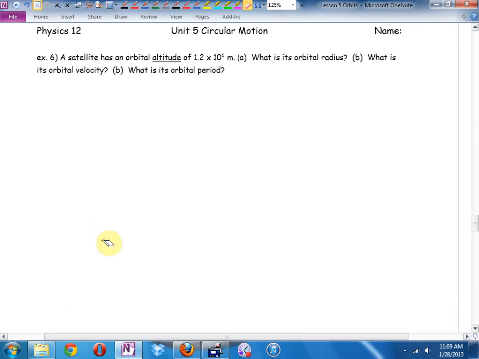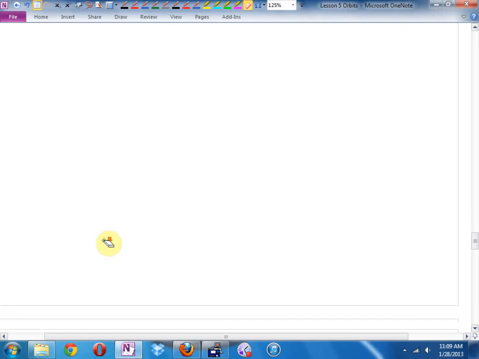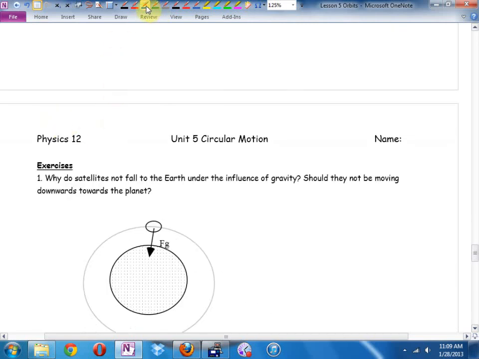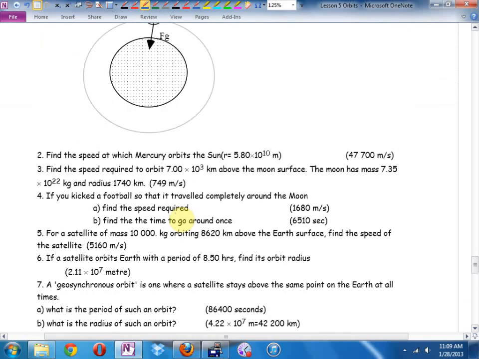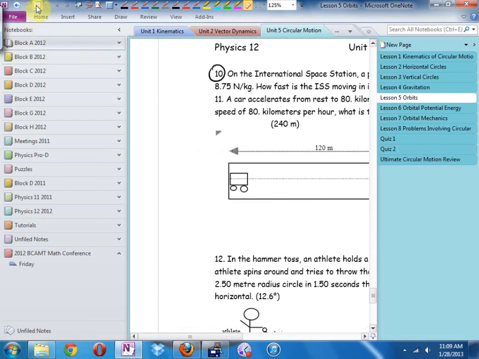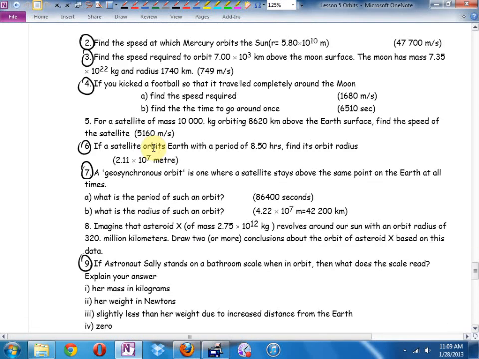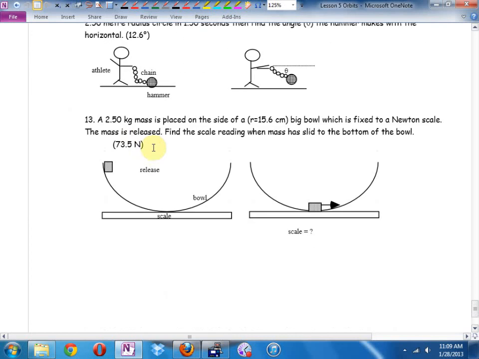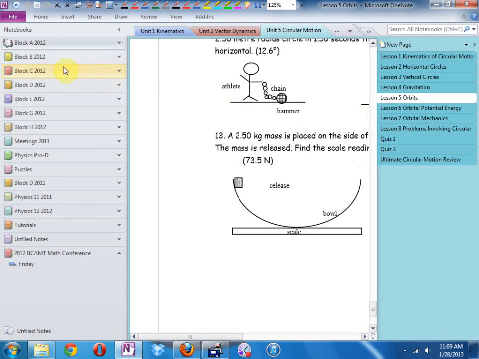Example 6. I'm going to skip example 6, and instead I'm going to assign homework. I think you're getting the hang of this. Homework, you can try. Here's what I assigned my block A's: 2, 3, 4, 6, 7, 9, 10.